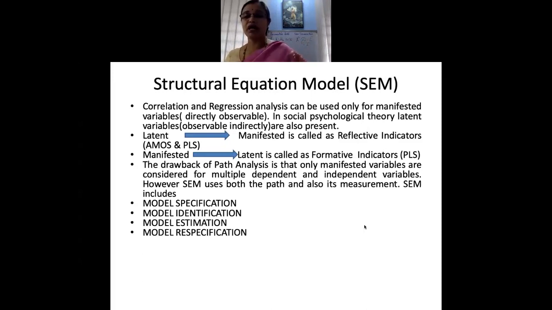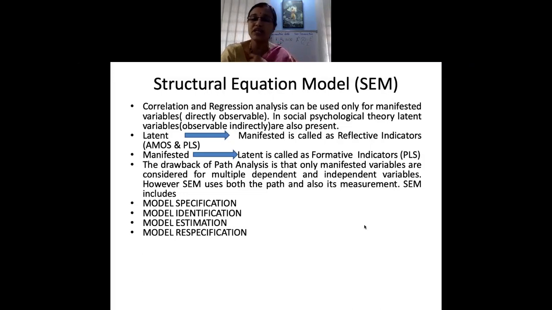You have path analysis plus measurement of the path, that is called your SEM. It's called the structural equation model. It can be used only if you already have correlated values. So already if you have correlation, then only you can use SEM. So you should have that multiple correlation table. Only from that table you can use this SEM.